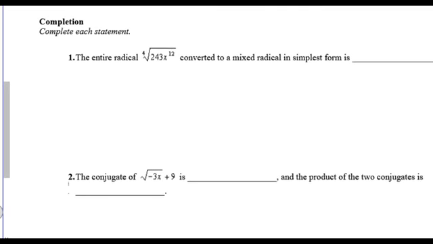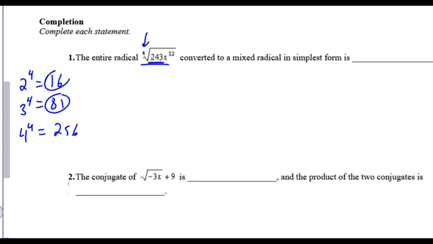Okay, the entire radical, this guy, converted to a mixed radical in the simplest form. This is a law like number 1, right? So it's a 4th root, so we need to find perfect powers of 4. If I wrote down my powers of 4, 2 to the power of 4 is equal to 16. 3 to the power of 4 is equal to 81. And then 4 to the power of 4 is too big. 4 to the power of 4 is 256, so it's not going to be that number. So the only thing that could go into 243 is going to be 81 or 16.